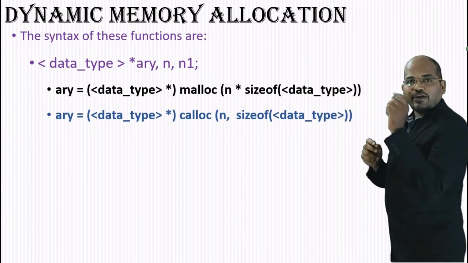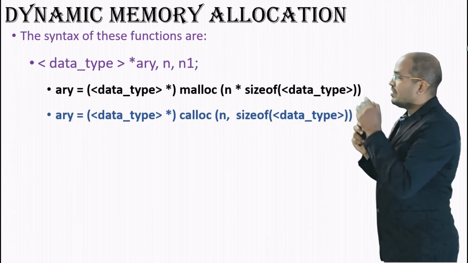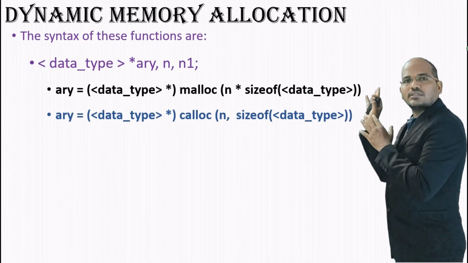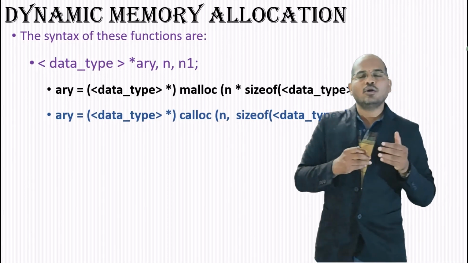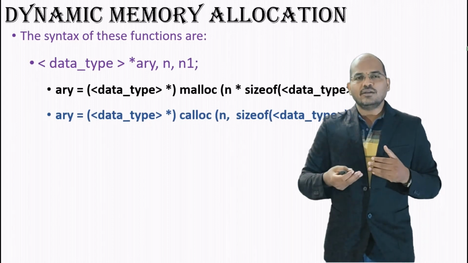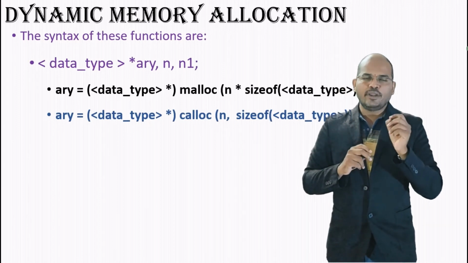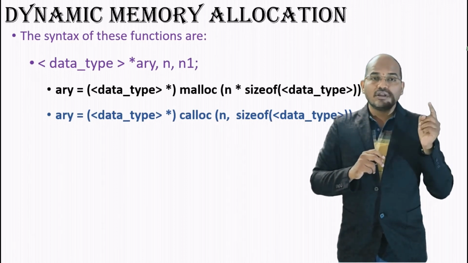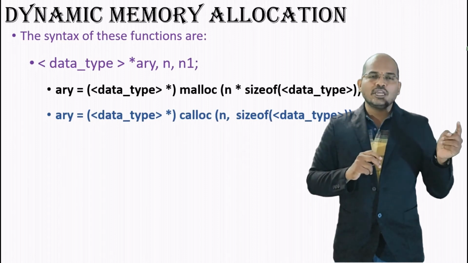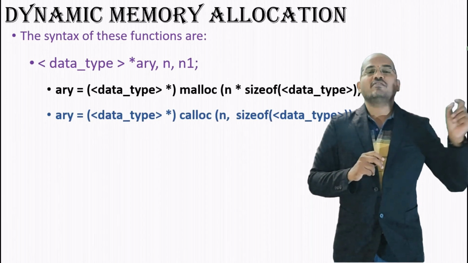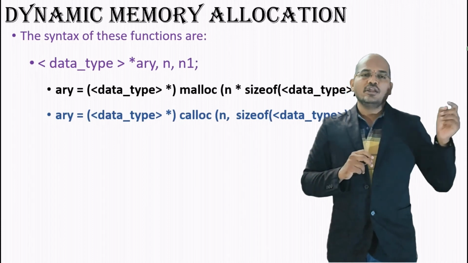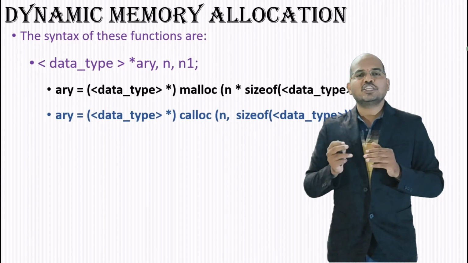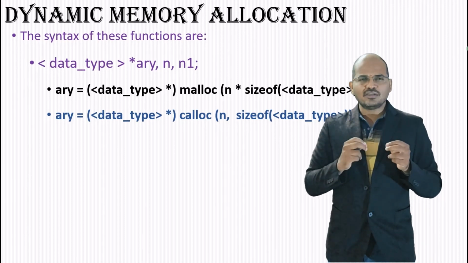In malloc you have n times size of data type, whereas in calloc you have n comma size of data type. Now what is the difference between malloc and calloc? We will see them in detail, but to make it short, the main point is that the default value of the variables allocated using malloc is a garbage value, whereas the default value of the variables when worked with calloc is 0 for numeric types and space for character types. This is the basic difference.